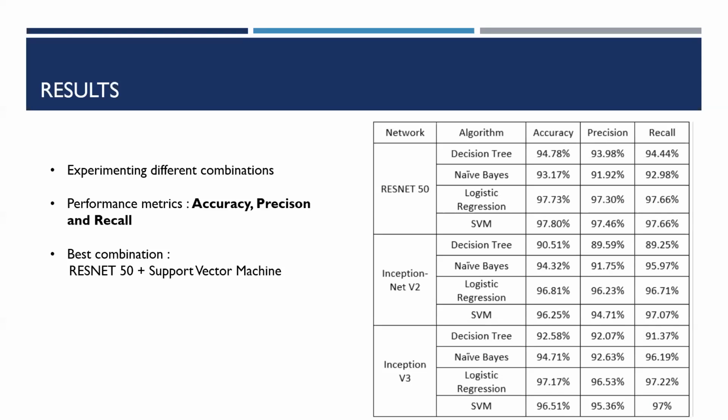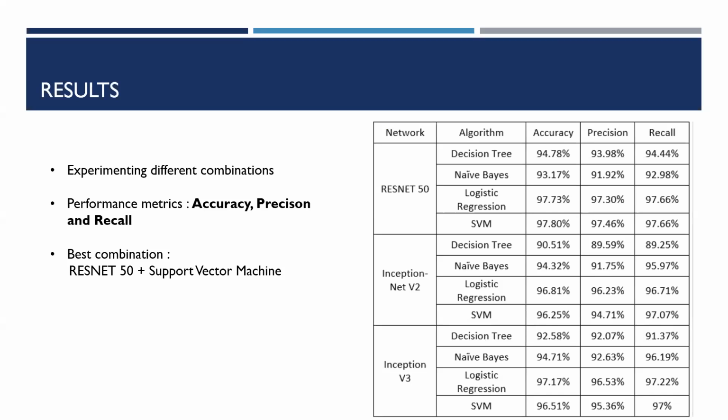So the best combination was by far ResNet 50 and support vector machine. ResNet 50 and support vector machine offered us around, as you can see in the first row, for SVM, 97.80, 97.46, and 97.66. So what is accuracy? You know what accuracy is? Out of all the instances, how many instances did our model predict correctly?